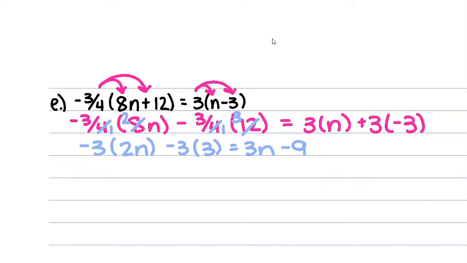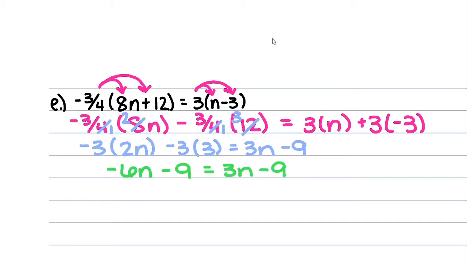Now we just have to simplify the multiplication on the left side. So -3 times 2n is -6n, and -3 times 3 is -9. So -6n minus 9 is equal to 3n minus 9.